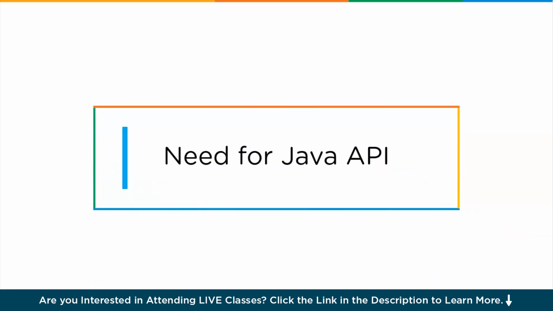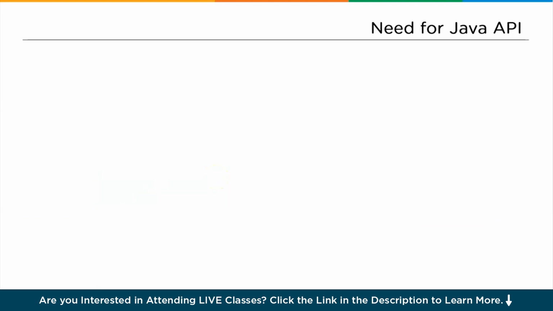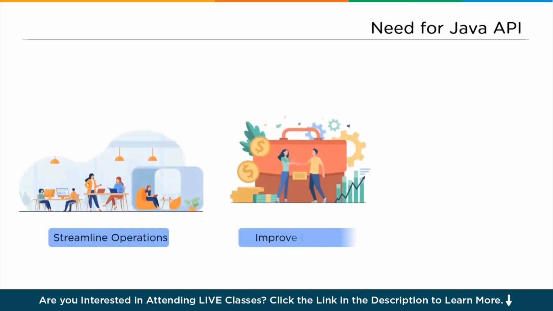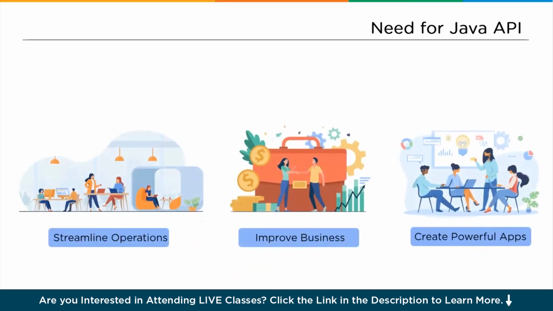So why exactly do we need Java APIs? Now Java APIs are used for multiple reasons. But the three most important reasons for which we use Java APIs are to streamline the operations, improvise the businesses, and finally create some powerful applications. We will discuss each one of them in a bit more detail.